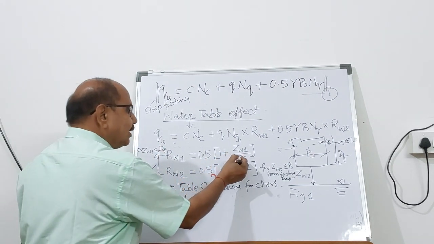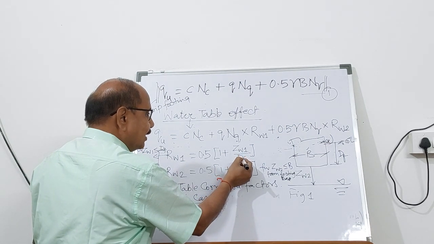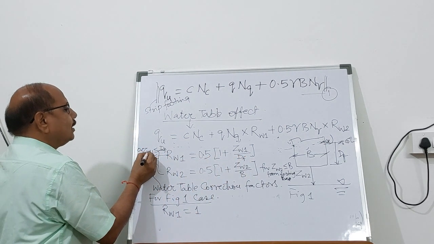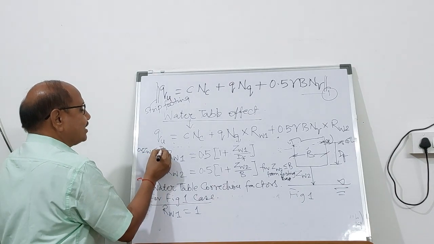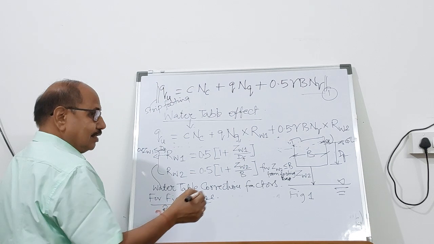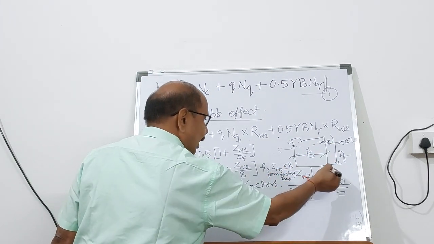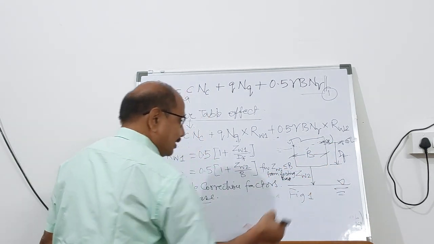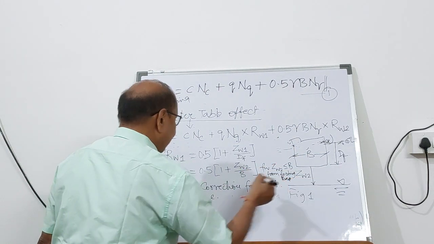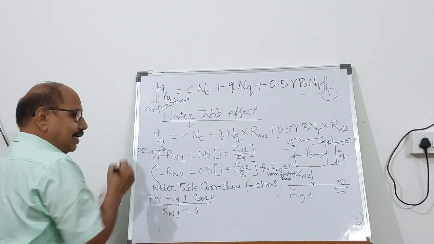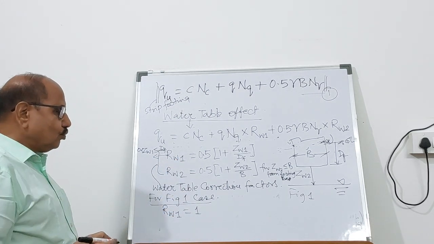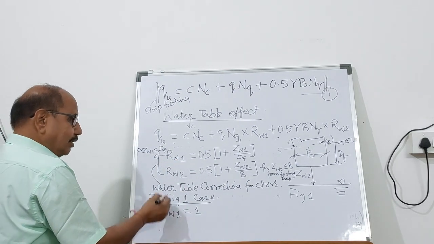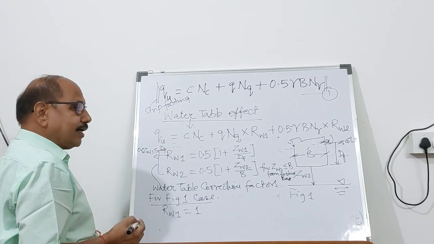Because here the condition is ZW1 less than or equal to DF. Now because the water table is deeper, below the base of the footing, below DF, ZW1 becomes the maximum value, 1. So RW1 for this case will be 1.